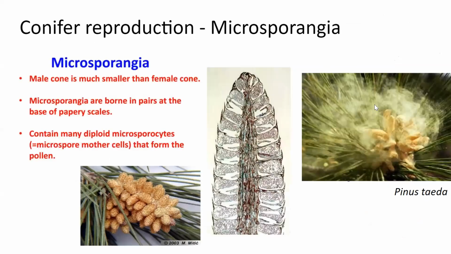So let's look a little bit more closely at Microsporangia. These are the male cones. And these are much, much smaller than female cones. So pollen is really tiny and doesn't take a lot of energy to produce. So I like to say that pollen is cheap.